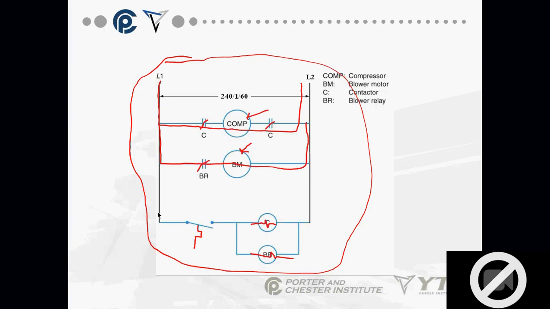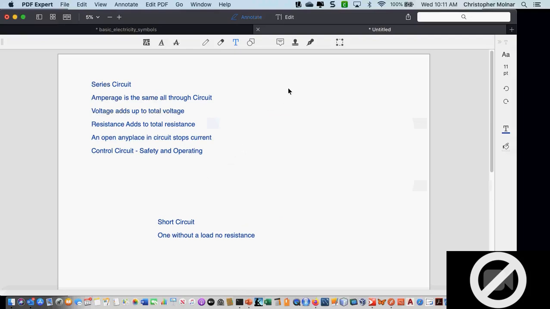Okay, so in a parallel circuit, the important things to remember: amperage adds. Voltage is the same. Voltage is full source for every load. Resistance I'm going to skip over for the moment.